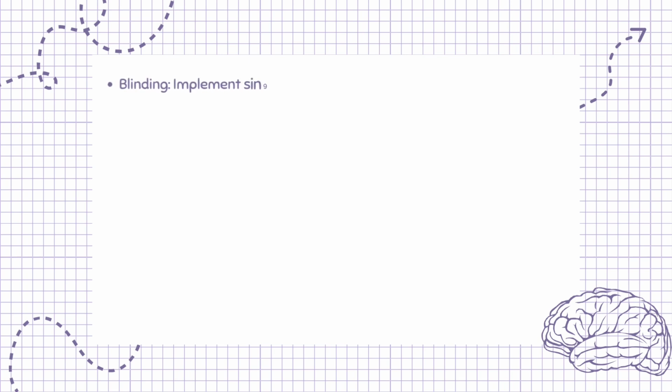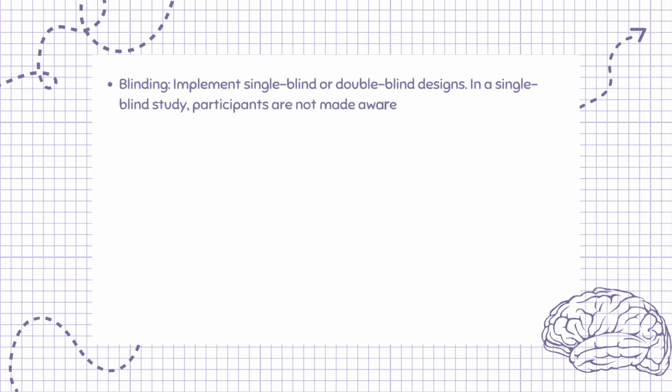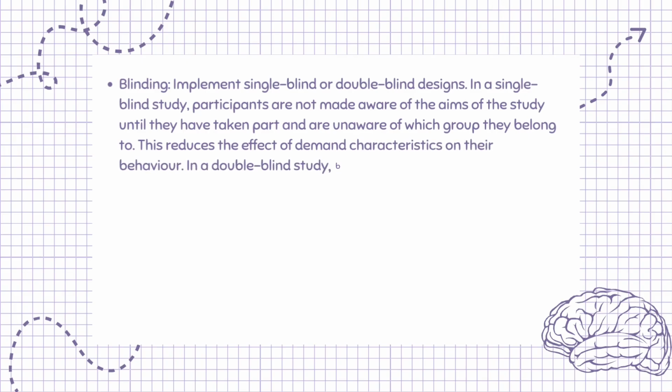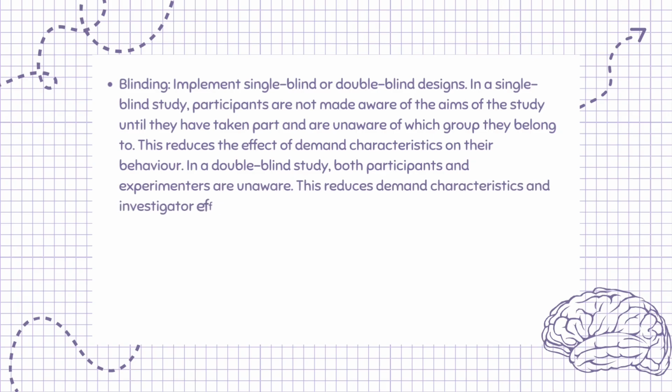Blinding. Implement single-blind or double-blind designs. In a single-blind study, participants are not made aware of the aims of the study until they have taken part and are unaware of which group they belong to. This reduces the effect of demand characteristics on their behavior. In a double-blind study, both participants and experimenters are unaware. This reduces demand characteristics and investigator effects.